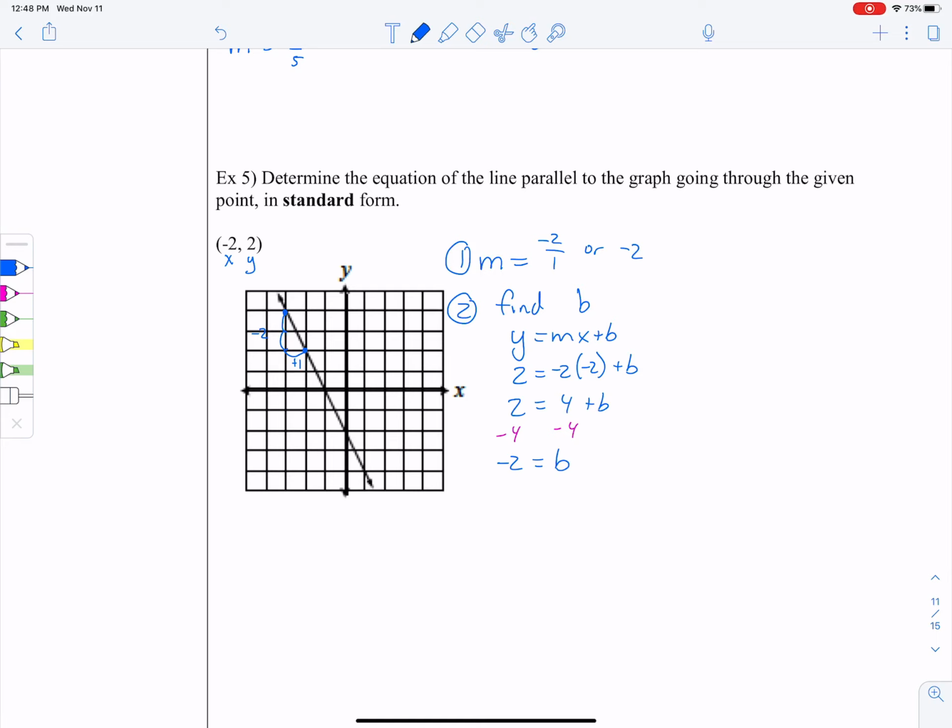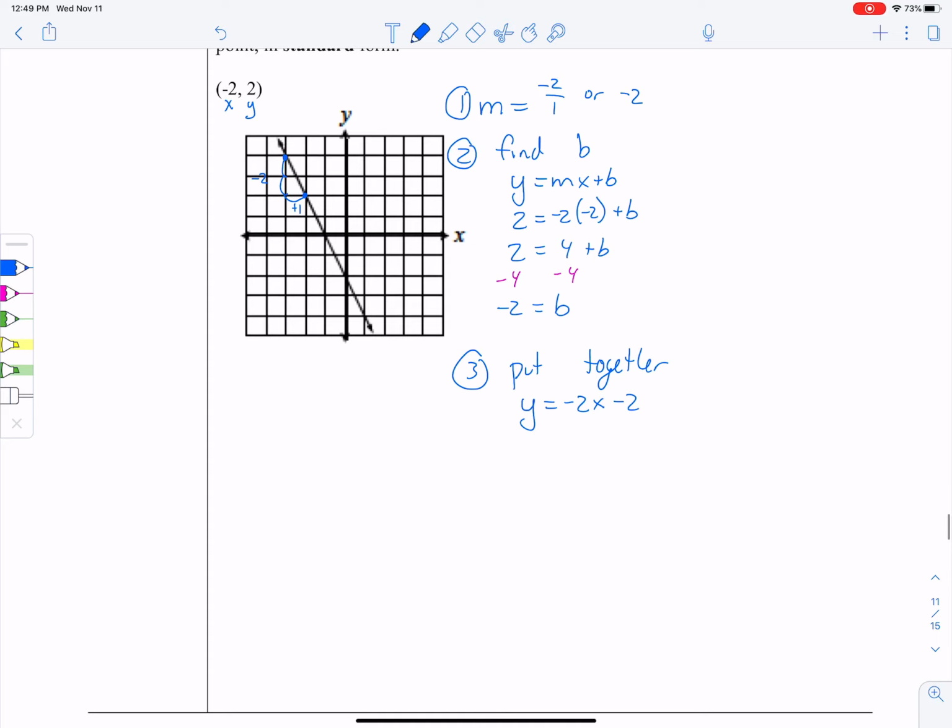Okay, our next step, we're going to put together. So we have y is equal to -2x minus 2. So our slope was -2 and our b was -2. So those go there and there. And then this question says standard form. So in this one, we have a step 4, which is transform to standard.